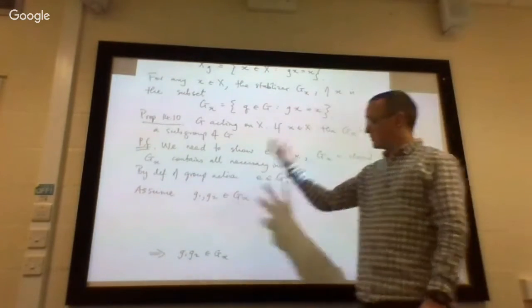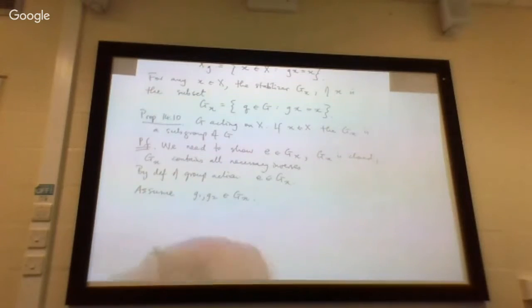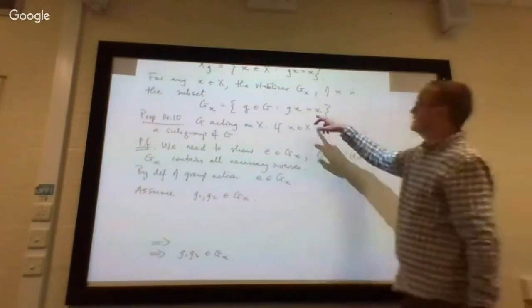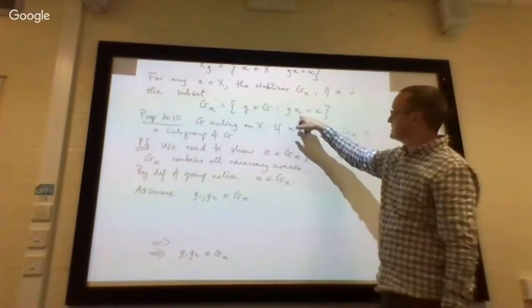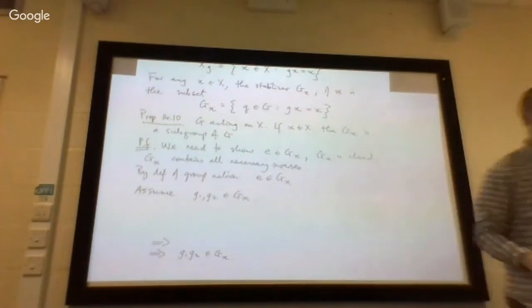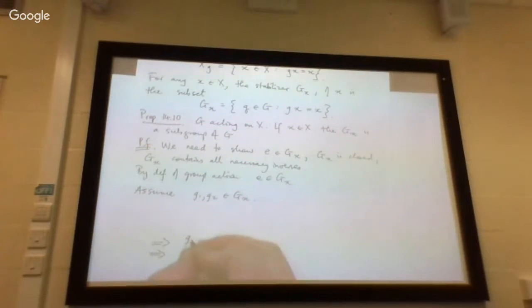Closure, you can kind of just roll this all the way back, I think. What does it mean to be in the stabilizer? We'll look at the definition of stabilizer. To be in the stabilizer means you stabilize the element little x. So we want to show that g1 g2, that element applied to x, is equal to x.